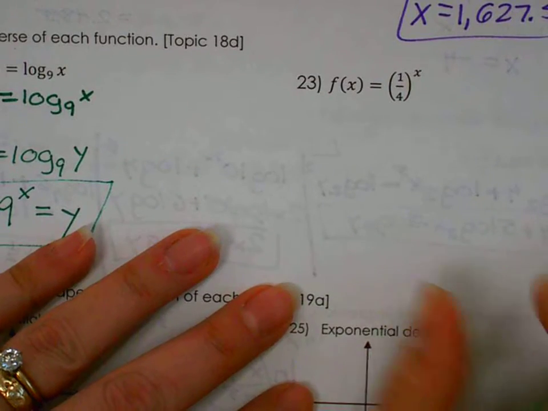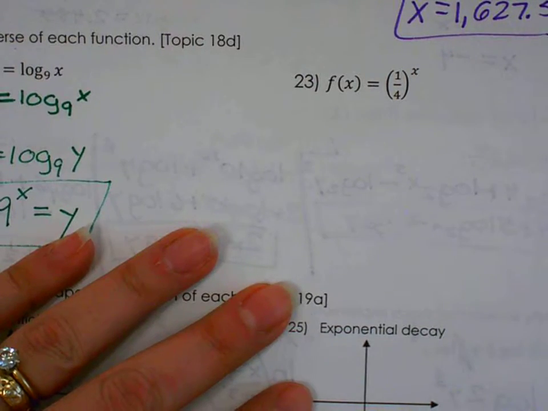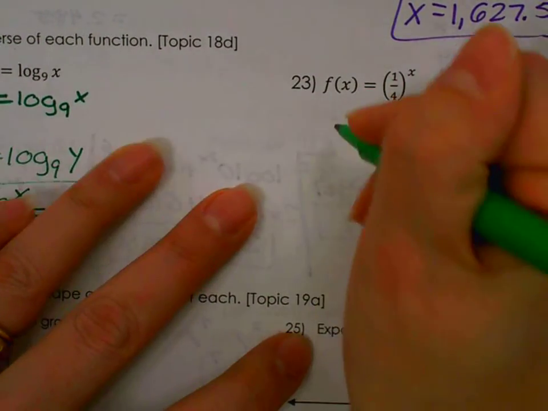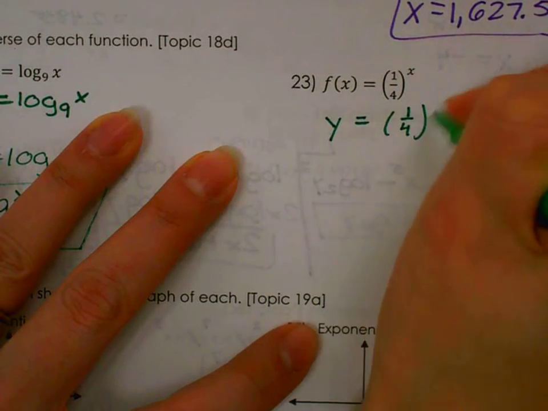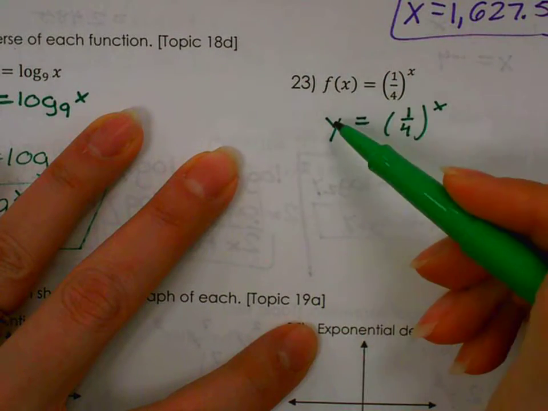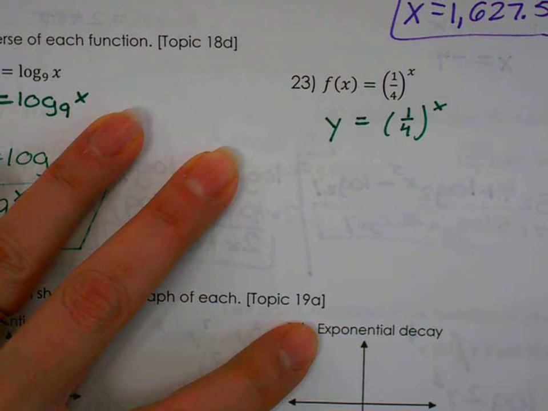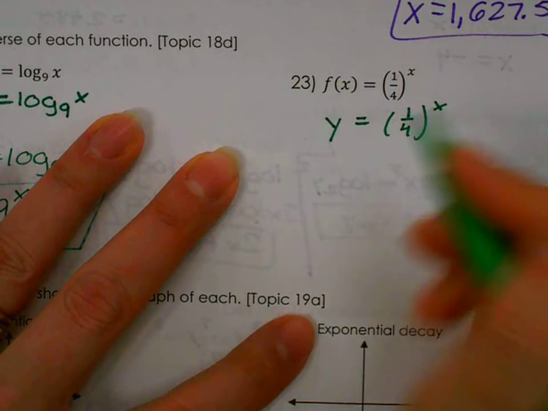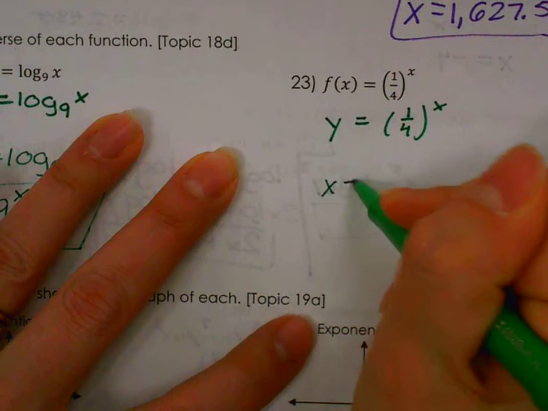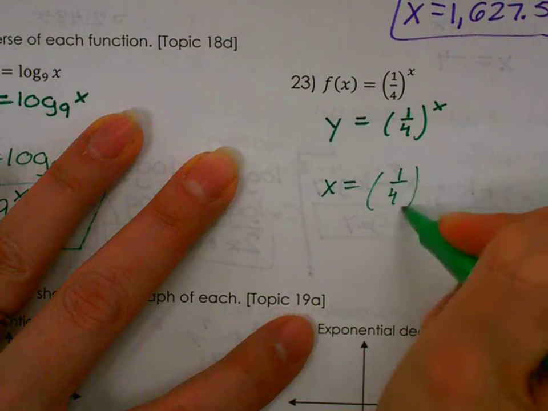So now this one is in exponential form, which means it's going to end up in logarithmic form. So my first step, like I said, is just to write it so I can see the x and the y. I haven't done anything this first step except instead of f of x, I'm using y. They're the same thing. So now, from here, I'm going to swap my x's and my y's. So this y becomes an x, and this x becomes a y.